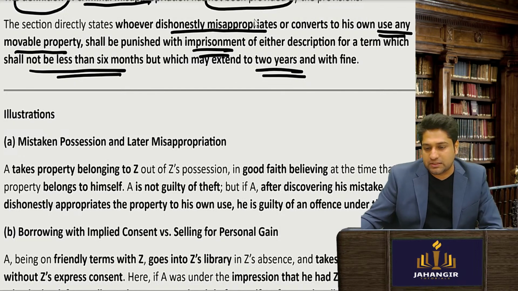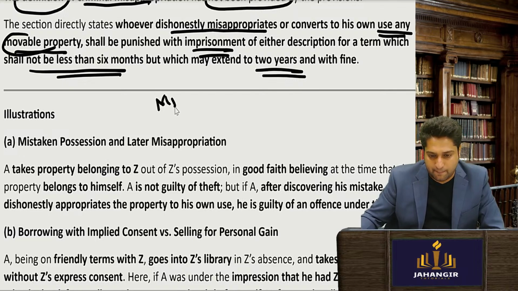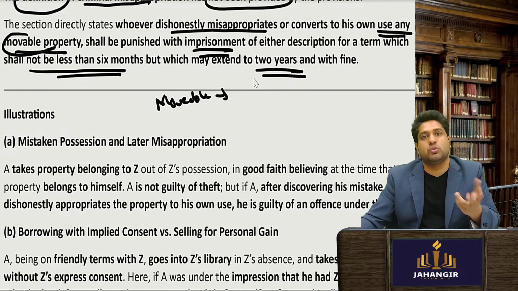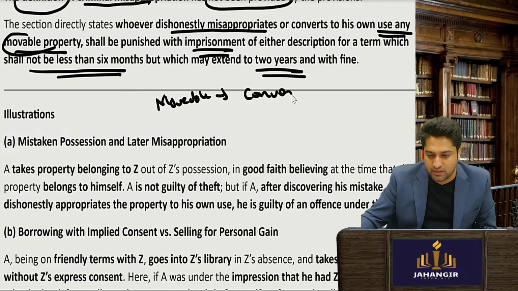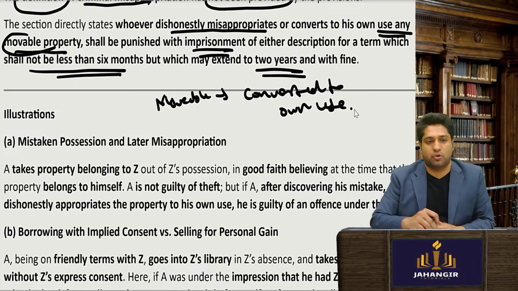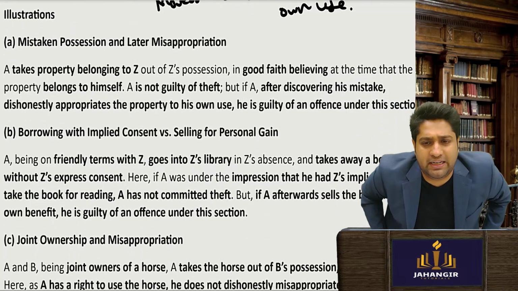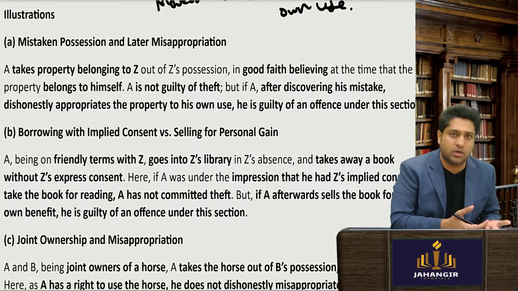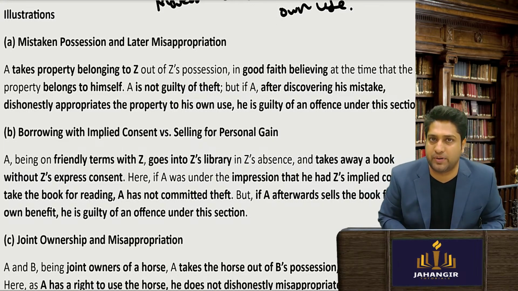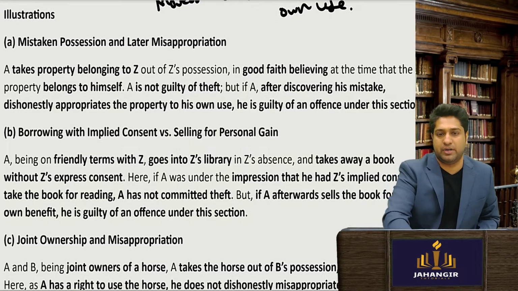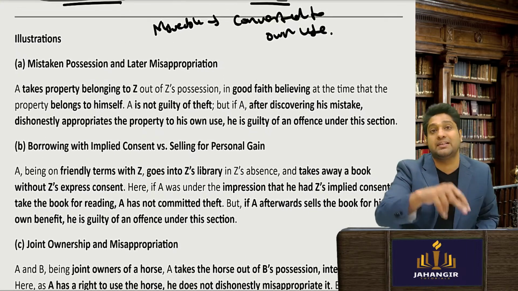So, movable property, first of all, it should be movable property. I dishonestly convert it to my own use. So it has been converted to own use, and that is called criminal misappropriation of property. Let's take an example. Initially I found someone's mobile. It's not criminal misappropriation, but I remove the SIM and put mine. Then it becomes criminal misappropriation of property, because first of all it is movable property and then I converted it to my own use.